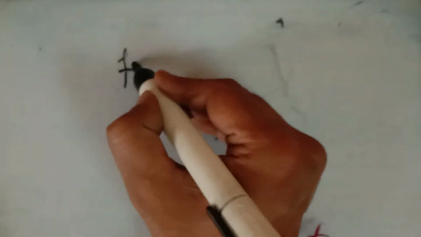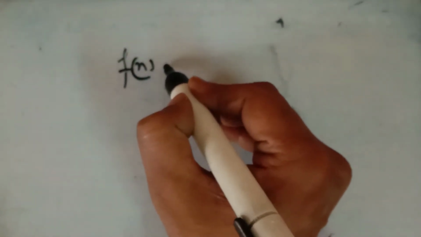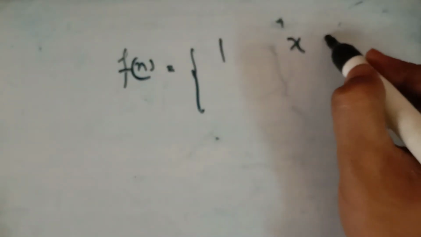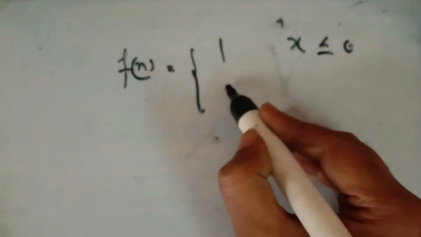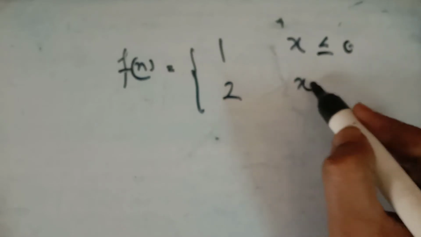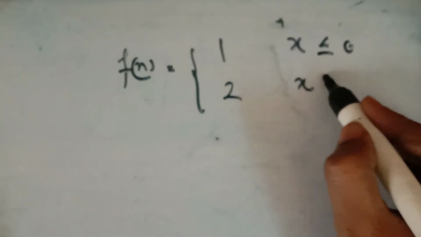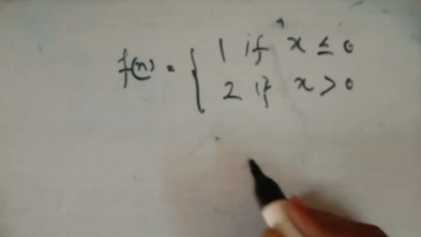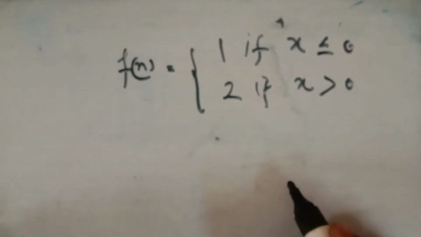let us take an example. Let us say we have f(x) equal to 1 when the value of x is less than or equal to 0, and its value is 2 if x is greater than 0. This is the value of the function, and you have to find whether the limit of this function exists or not.